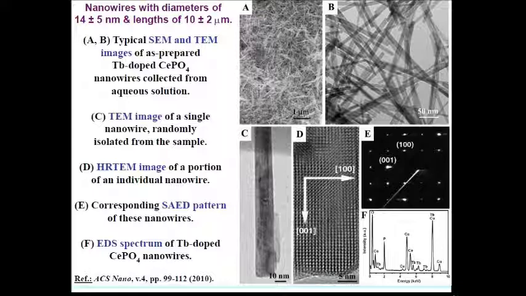Okay, so basically my wires are pure, they're single crystalline. I really have a very sharp diffraction pattern. My EDS spectrum shows me that I have terbium, I have cerium and phosphorus, as you would expect. Copper comes from the TEM grid, but as you can see, this is a morphologically pure, single crystalline type of wire that we're able to generate.